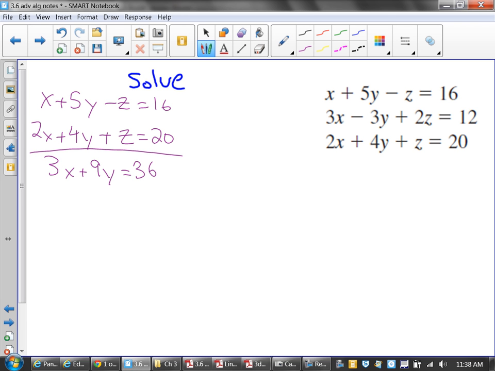Let's do the same idea and eliminate z again in the second equation. To eliminate z in the second equation, what do you have to multiply the first equation by? 2.